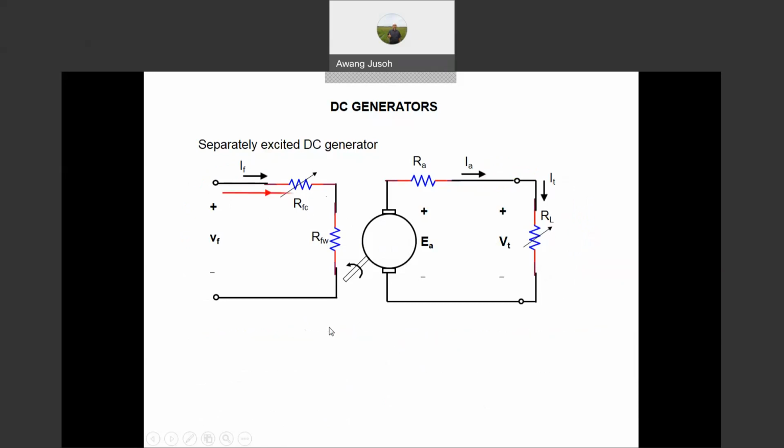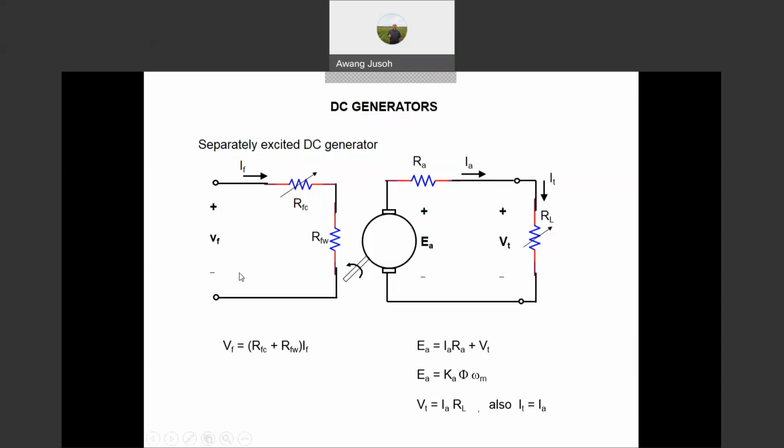Right? Okay, so based on this circuit, we can use Kirchhoff's law. We can write down the equation for the field side, which is VF equal to what? RFC plus RFW multiplied by IF. That is Kirchhoff's law for the field circuit. For the armature circuit here, you can see the equation there. EA equals IARA plus V terminal. EA also equals K flux omega, that we studied before. And V terminal equals IARL. And we know that in this particular machine, IA equals IL. So that's the simple equation for the separately excited machine.